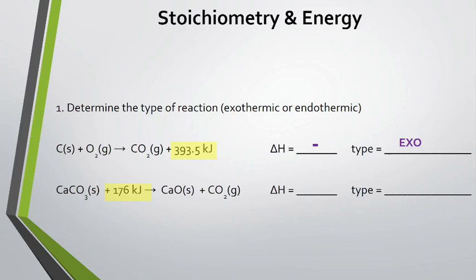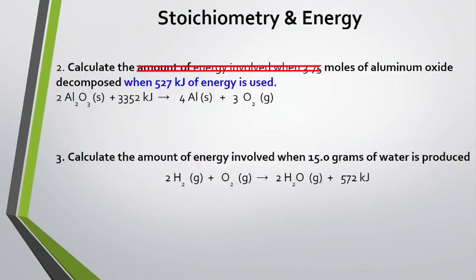This next reaction, because the energy's on the reactant side, it's going into our reaction with that calcium carbonate stuff, which means it's an endothermic reaction, and we would expect the delta H to have a positive sign. So next, we're going to do 2 more problems.